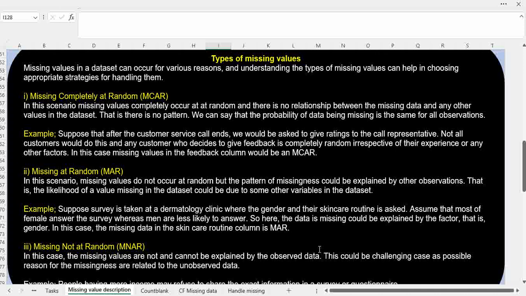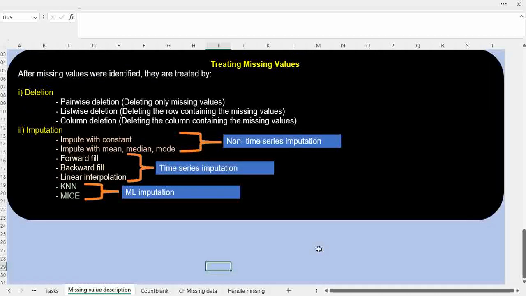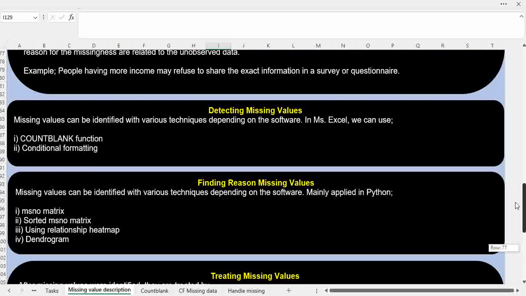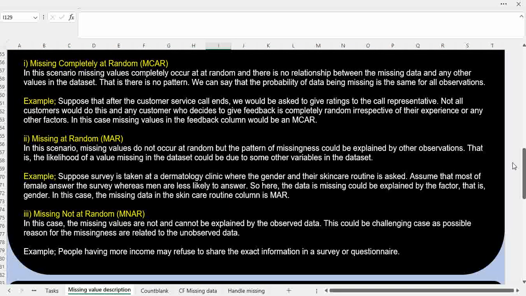Missing not at random. When we say missing not at random, the missing values cannot be explained by the observed data. If someone has not responded to the salary question, it is not because of any other variable like gender or job category that we have discussed. This could be a challenging case, as the reason for missing values may be related to unobserved data.